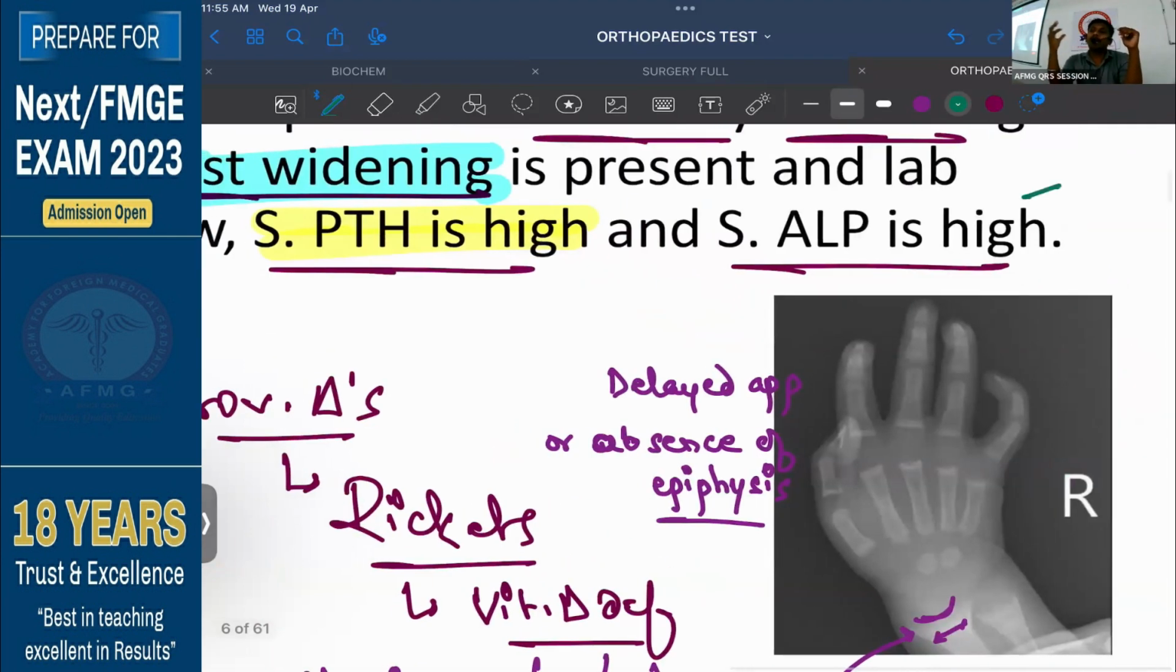ALP कौन से टाइप ऑफ बोन सेल्स में होता है मेनली? Which bone cells are rich in serum alkaline phosphatase? Osteoblast. Please remember ALP is high in osteoblast. तो क्या दिख रहा है यहाँ पे? There is increased osteoblastic activity. तुम बोलोगे सर पैराथॉर्मोन एक्टिवेट हुआ है तो ऑस्टियोब्लास्टिक एक्टिविटी कैसे इंक्रीज हुई है?